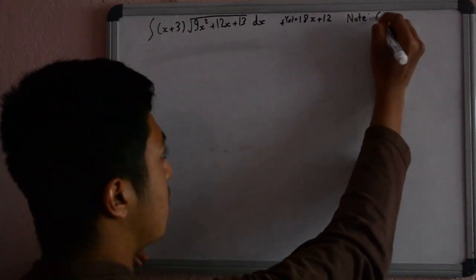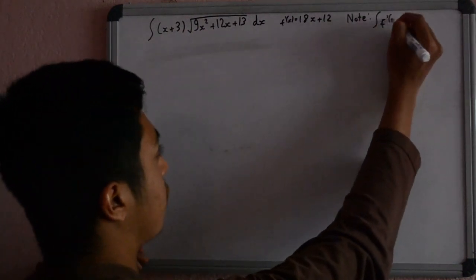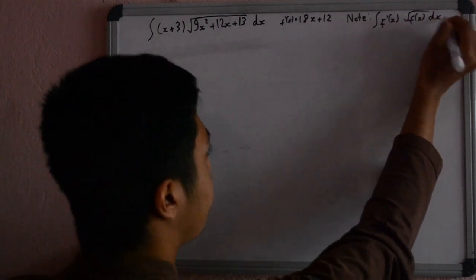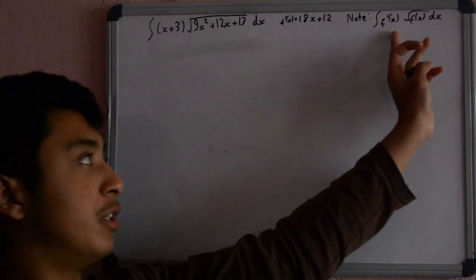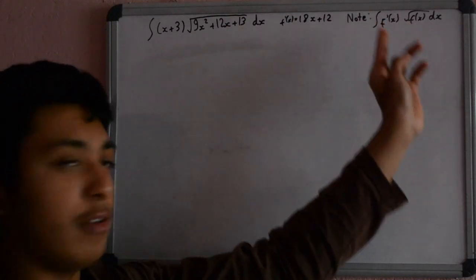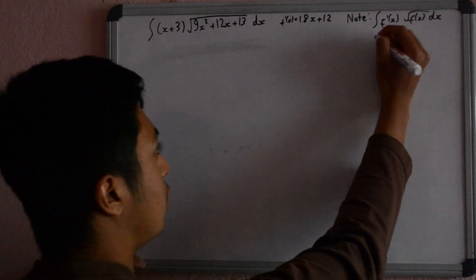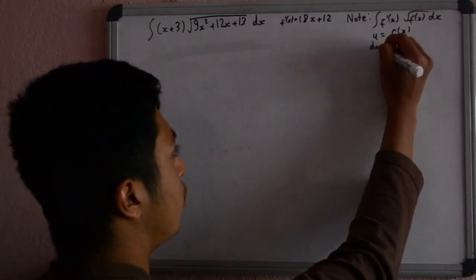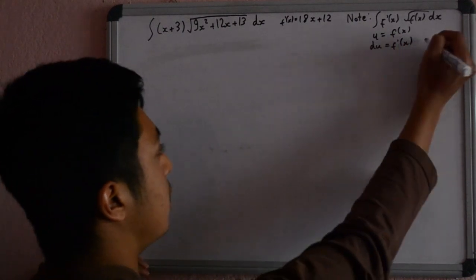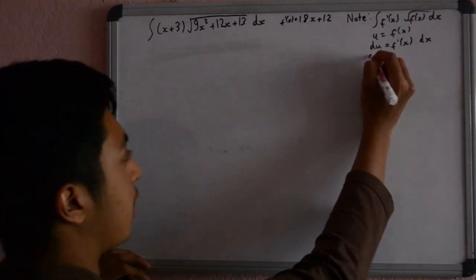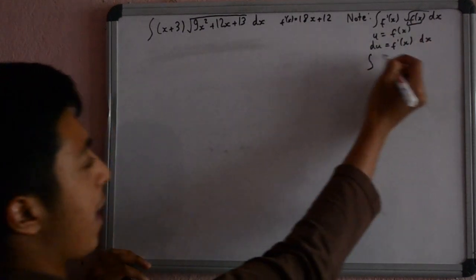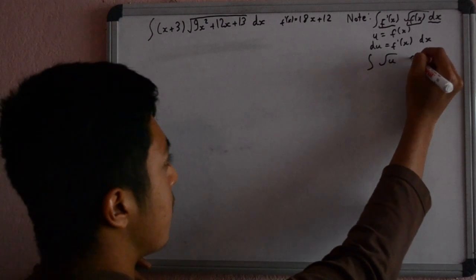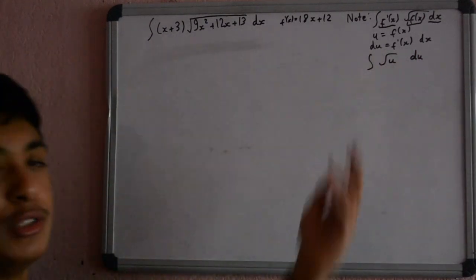Well, let's say you have the general case over here. Let's say you have the derivative of a function multiplied by the root of that function dx. Well, you can just use substitution. u equals f(x) such that du will be equal to f'(x) dx. And as you can see, our u is this part and du is this part. So you just have root u du. You can simply do that.